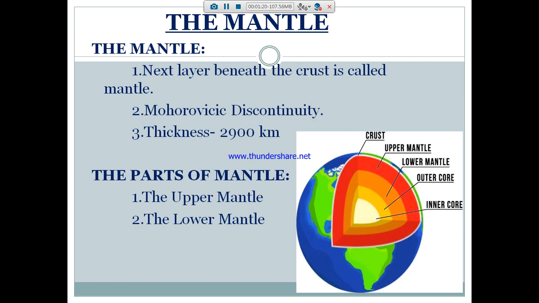And after that, the mantle. The next layer beneath the crust is called the mantle. It is also separated by the Mohorovičić discontinuity. What is it? This border is called the Mohorovičić discontinuity. Its thickness is about 2900 kilometers.